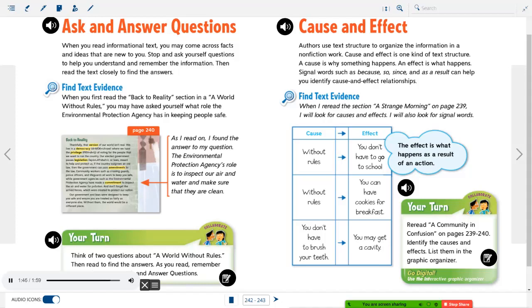As I read on, I found the answer to my question. The Environmental Protection Agency's role is to inspect our air and water and make sure that they are clean.